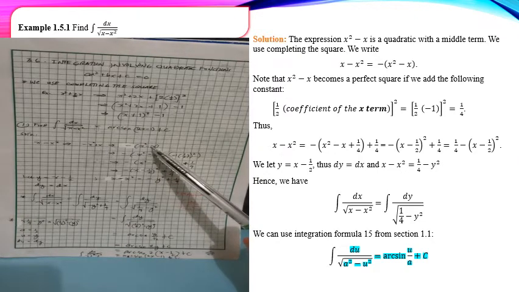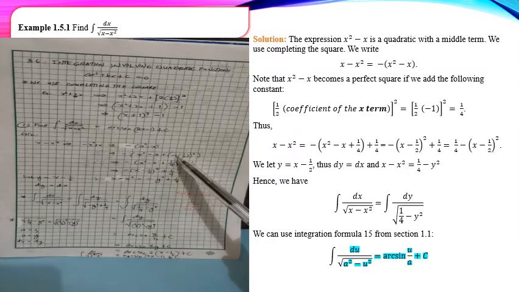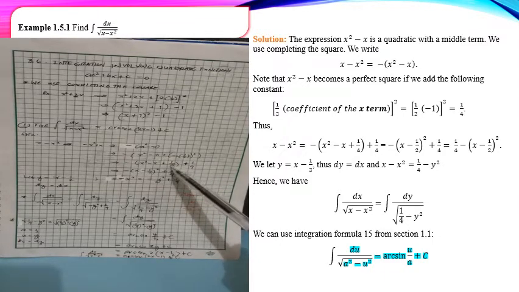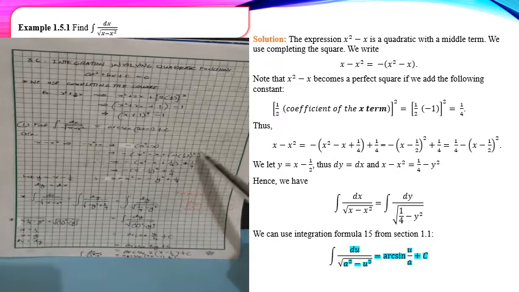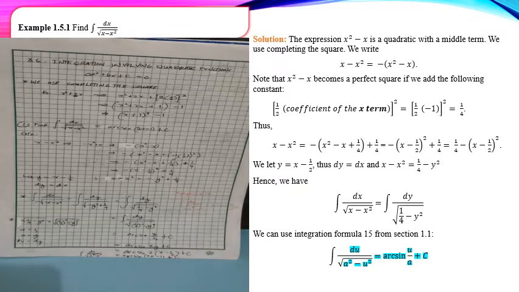Since ang middle term natin dito is negative 1, so we have negative 1. So negative 1 times 1/2. Negative times 1/2 is negative 1/2, di ba? And then squared natin, so magiging positive 1/4. So that's why ito naging positive 1/4. So x squared minus x, and then result nito is 1/4. Si 1/4 galing dyan.